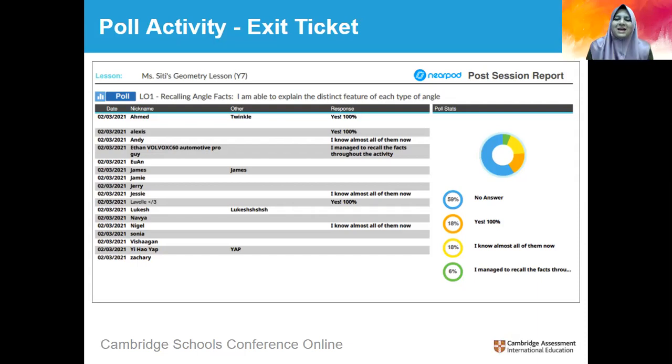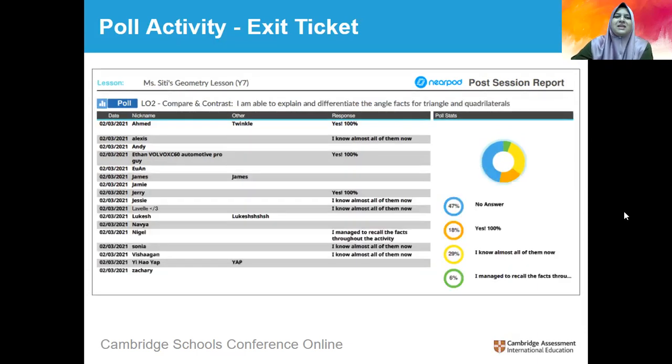I always have to think about some extra time for students to access and navigate the activity. Of course, sometimes we want things to be done accurately with the time that we have set. But when it comes to doing it online, that's the crucial factor that must be calculated when you plan real-time activities in an online lesson. So this is LO number 1, LO number 2. After they are able to explain, now I'm checking whether they can compare and contrast, able to explain and differentiate the angle facts.